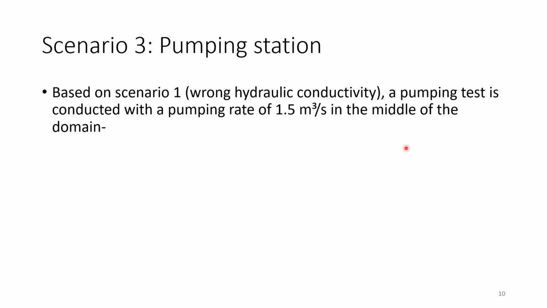So, having the next scenario, which is also again based on scenario 1 with the wrong hydraulic conductivity, we are now conducting a pumping test with a pumping rate of 1.5 cubic meters per second in the middle of the domain. Okay, fair enough. That doesn't look too complicated. Let's take a look.